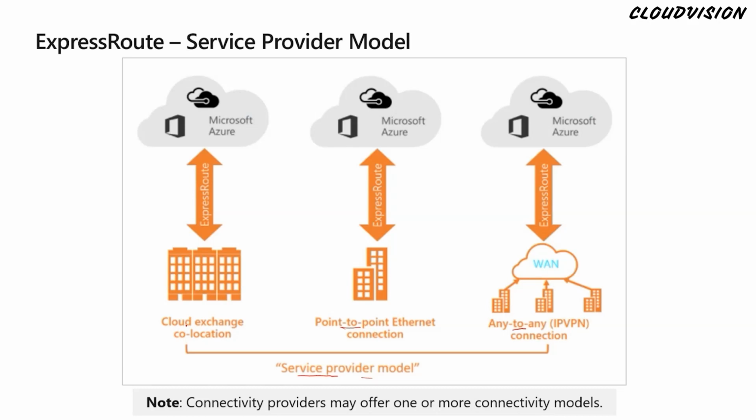The first one is called Cloud Exchange co-location. Here we are talking about using Exchange services like your SharePoint and all. You are using your Exchange location, Exchange service and Azure services together. That is called Cloud Exchange co-location. And these 3 services are possible using ExpressRoute, using the service provider model.